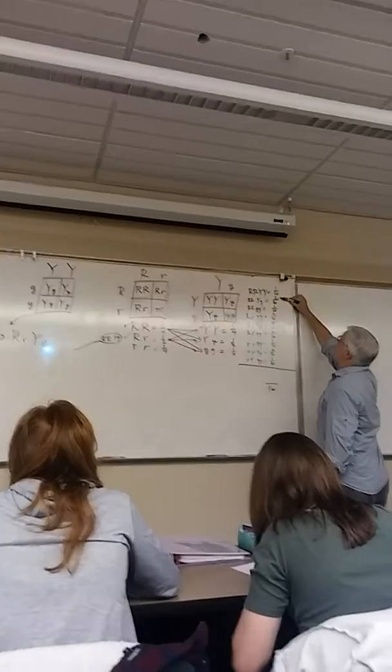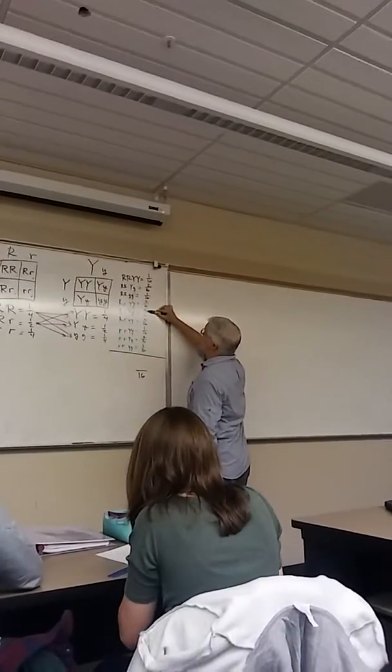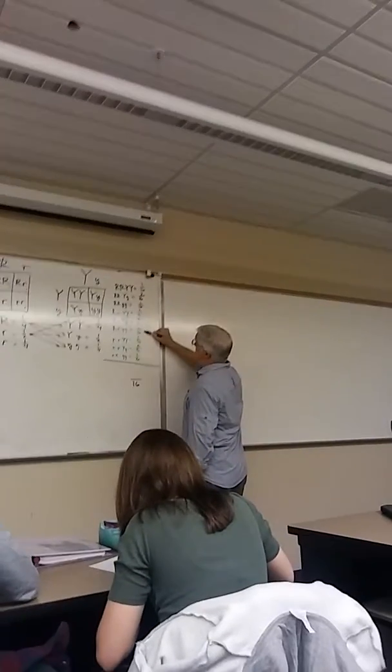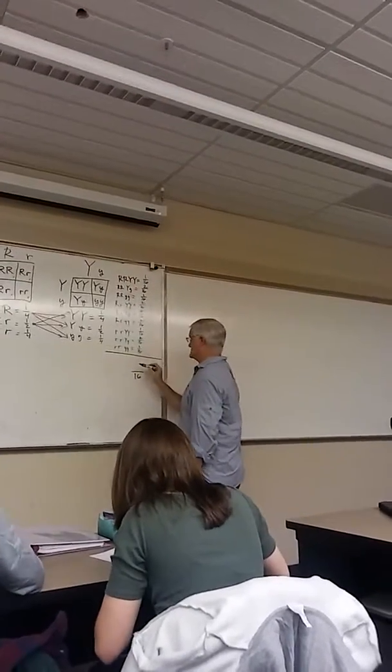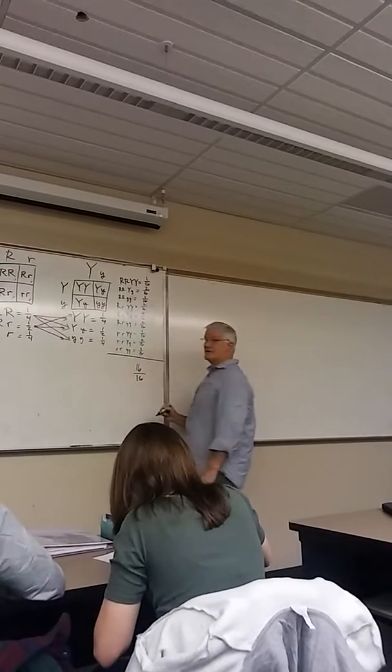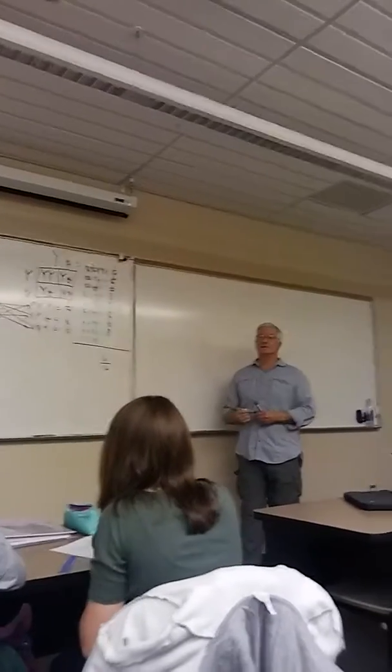So 1 and 2 are 3, 4, 5, 6. 6 and 4 are 10, 12, 13, 14, 15, 16. Thank God, 16. Didn't screw up. 16 over 16 equals 1. That's how you know you have it correct.